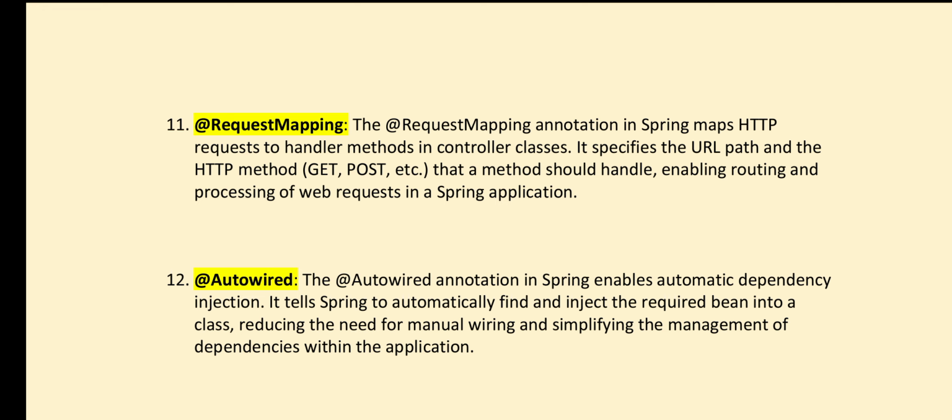@RequestMapping. The @RequestMapping annotation in Spring maps HTTP requests to handler methods in the controller classes. It specifies the URL path and the HTTP method, that is GET, POST, PUT, etc. that the method should handle. It enables routing and processing of web requests in the application.